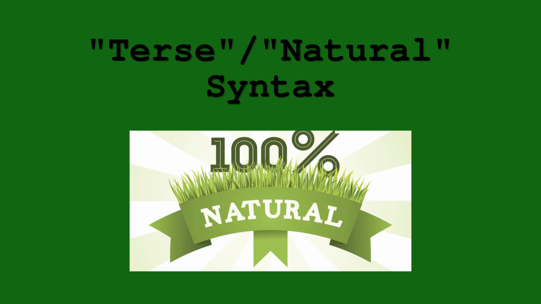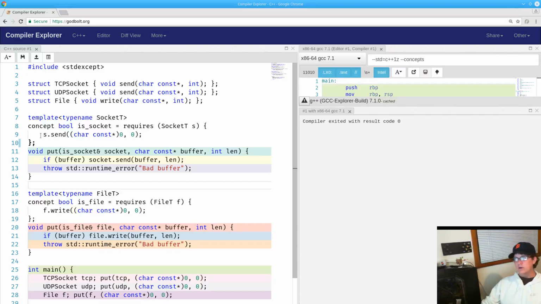This is the third syntax and is called the terse or the natural syntax. Notice that I no longer have a template introducer on my function. There is no template type name T or template is socket T or anything of that form. Instead of having a type listed here in my function's parameter list, I'm going to use the concept ID. And that means that put should work for any type that matches this concept for the first parameter.